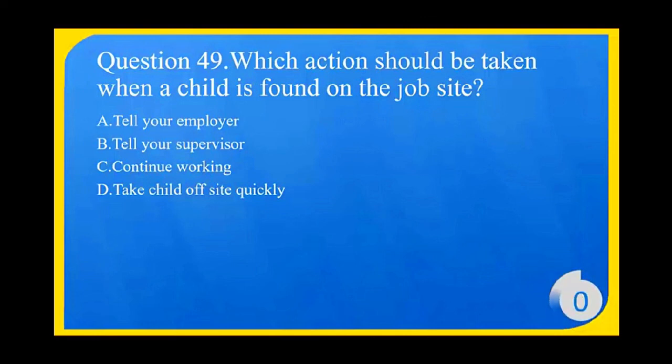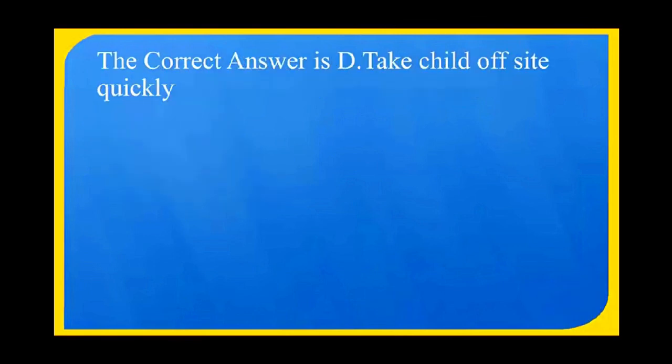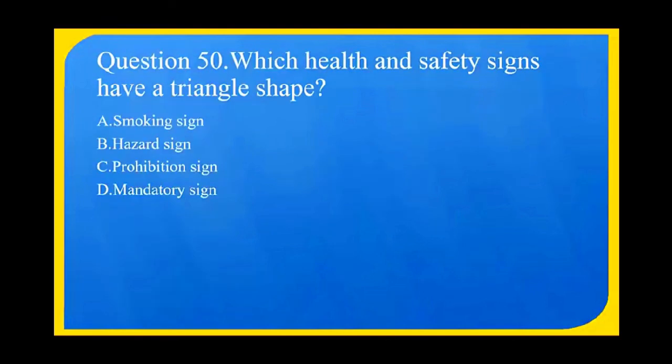The correct answer is D. Take child off site quickly. Question 50. Which health and safety signs have a triangle shape? A. Smoking sign. B. Hazard sign. C. Prohibition sign. D. Mandatory sign. The correct answer is B. Hazard sign.